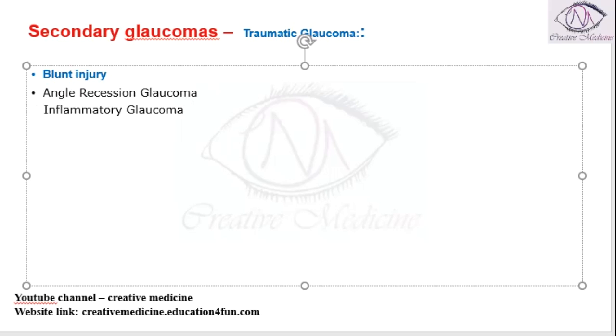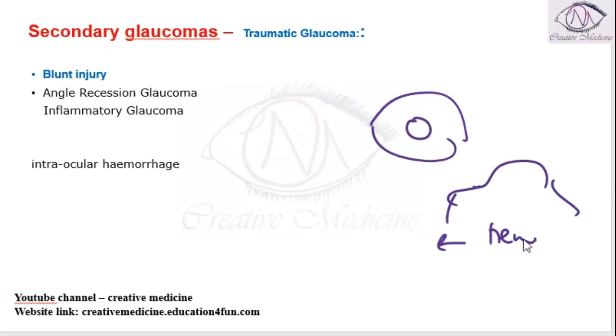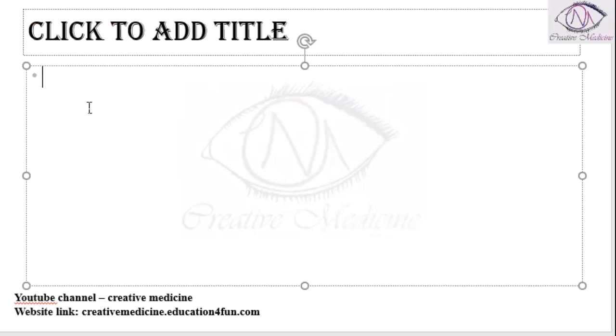Next, in the secondary glaucoma, whenever there is trauma in the eye, there can be intraocular hemorrhage. That is, there can be hemorrhage present in the eye. Because of the presence of hemorrhage, what do you see in the eye? There can be presence of RBCs, and macrophages which engulf the RBCs may also be seen in the eye. So based on that, we have four types of glaucoma.